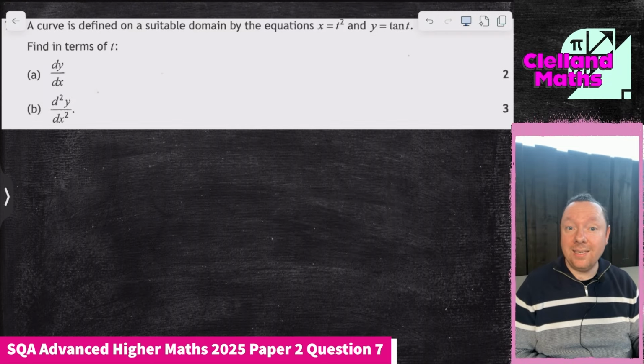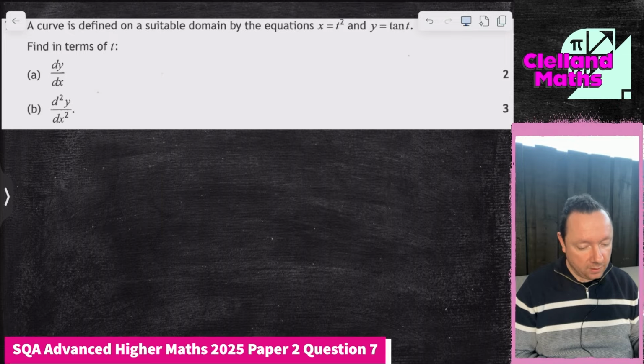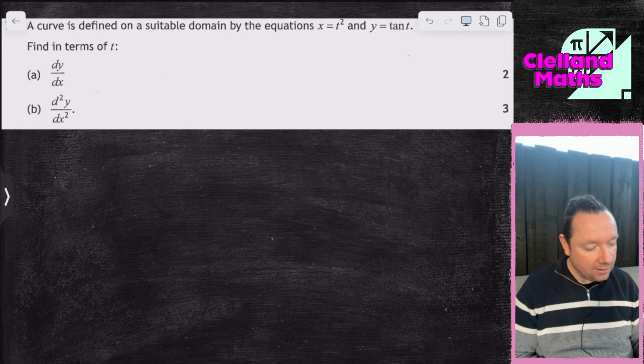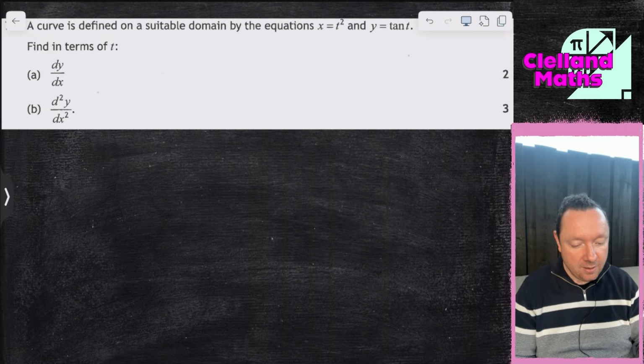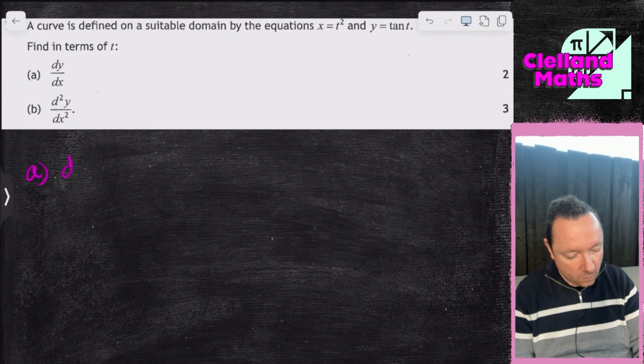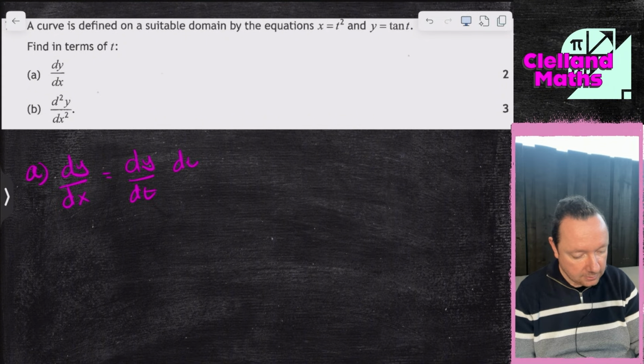Advanced Higher Maths 2025, Paper 2, Question 7. A curve is defined on a suitable domain by x equals t squared and y equals tan t. Find dy by dx and d2y by dx squared. So dy by dx is dy by dt times dt by dx. So I'm going to need to work out both of these things.